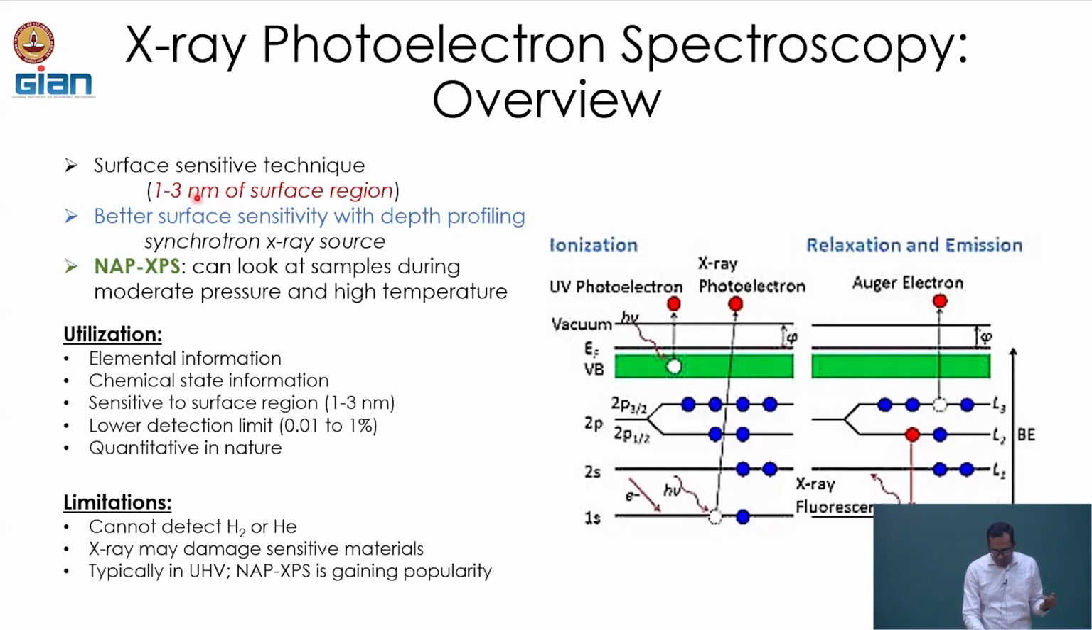Here we are seeing the near surface region, 1 to 3 nanometer, and with a tunable X-ray source from the synchrotron, we can actually have a better surface sensitivity, just what we saw in the previous slide with an example. Compared to XPS, NAP XPS is more powerful and relevant to catalysis research, as we saw in some of the examples, and of course some of the utilization and the limitations that we already discussed.